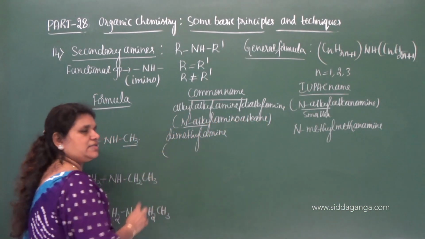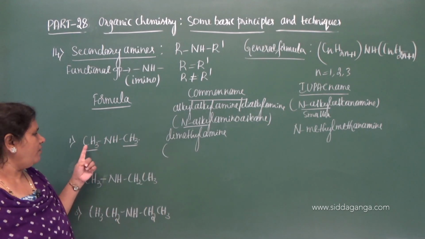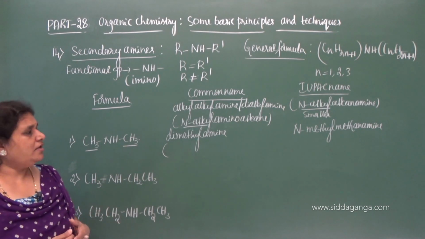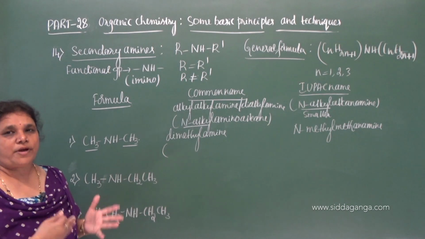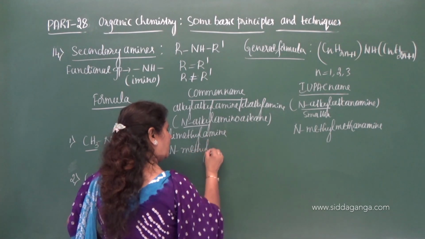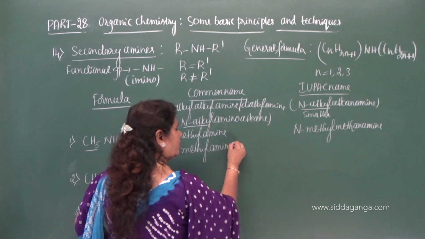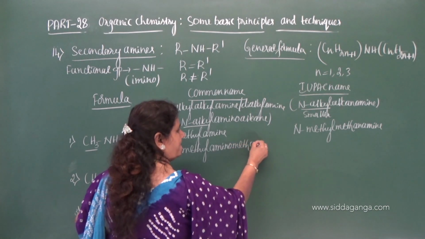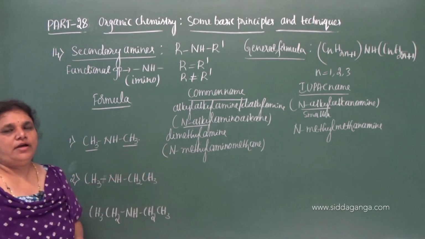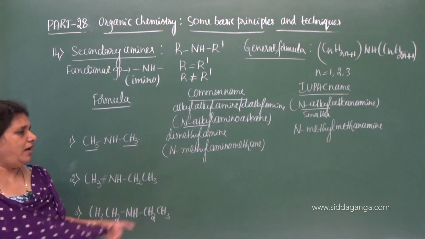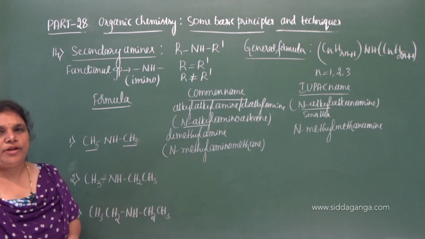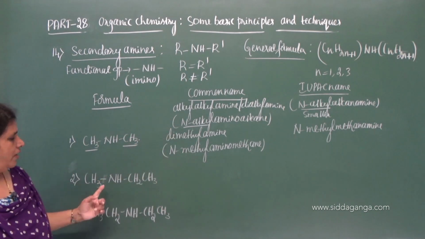Just remember dimethylamine. Even you can write, as I said, one more common name, N-methyl aminomethane, because here also both the groups are the same. So we consider the smaller group as a prefix, and N-methyl aminomethane. Aminomethane is the common name of dimethylamine. Dimethylamine, or you can write it as N-methyl aminomethane. So you can write two common names here. Okay, now go through this.